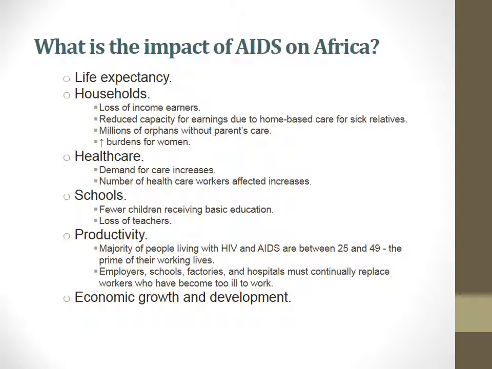The vast majority of people living with HIV and AIDS in Africa are between 15 and 49, the prime years for earning a living. Employers, schools, factories, hospitals have to train staff to replace those in the workforce who become too ill to work. The HIV and AIDS epidemic has already significantly affected Africa's economic development, and in turn has affected Africa's ability to cope with the epidemic.